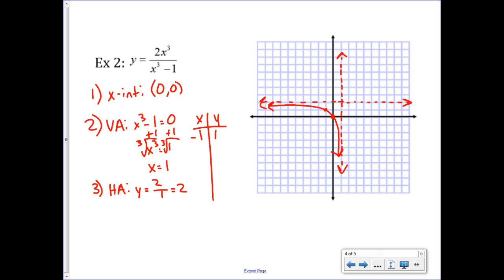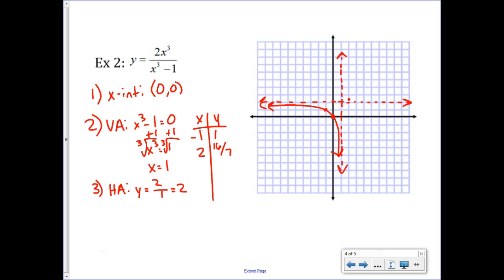So then I need to pick things to the right of that vertical asymptote of 1. So to the right of 1 would be 2. So if I plug in 2, I get 2 to the third is 8. So 8 times 2 is 16. And then I get 2 to the third is 8 minus 1 is 7. So I get 16 over 7. So 16 over 7 is a little over 2. It's 2.286. So 2 and 2.2 is right there.